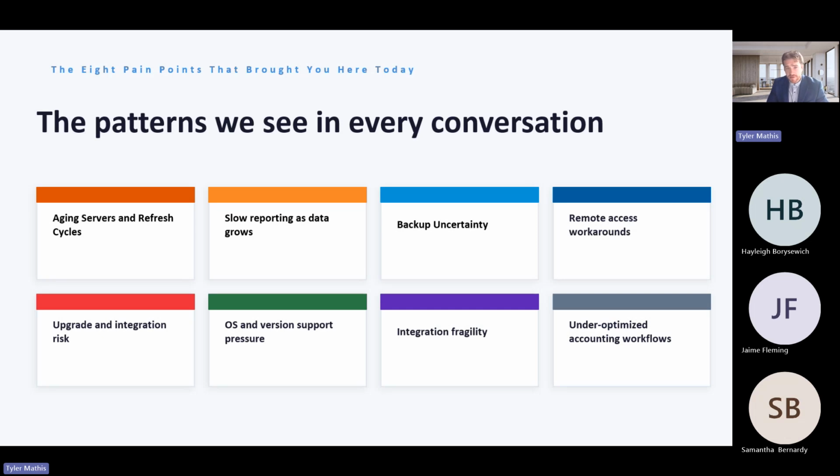Remote access workarounds, VPNs, and Citrix workspace environments. The upgrade and integration risk. Is your hardware ready for the newest Sage 300 CRE upgrade? And your other applications that are pushing or pulling data into Sage. Operating system and version support pressure.